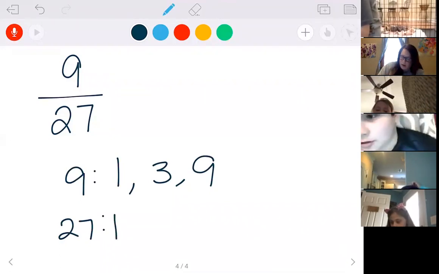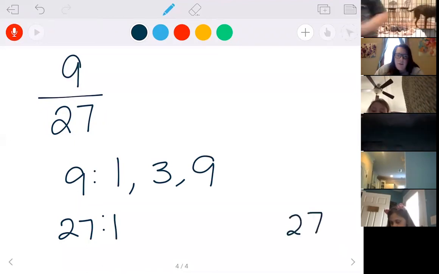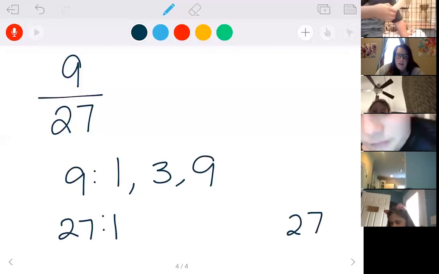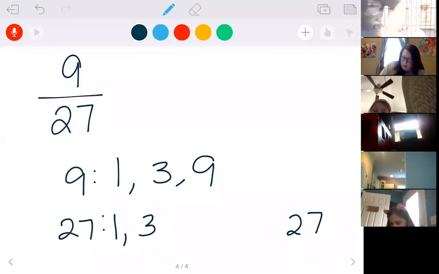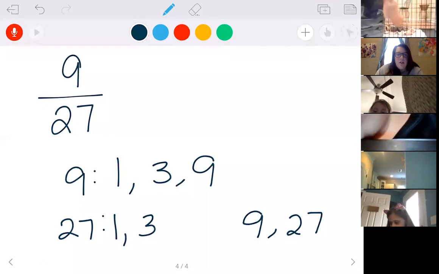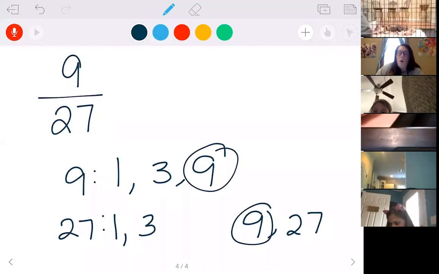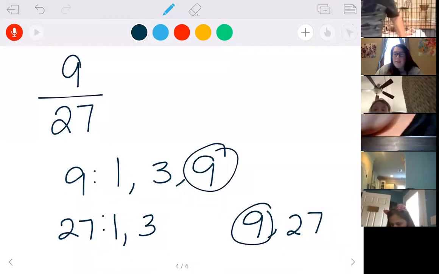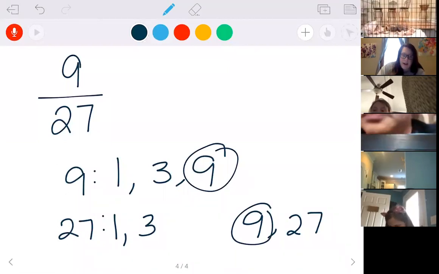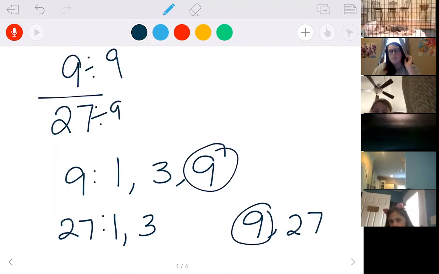27, we have 1 and 27. Can't divide 2 by anything. I can do 3 and 9, and I think that's about it. So then I look and my GCF is 9. Or you could have done my other trick and looked at the top number. 9 can be divided by 9, and 27 can also be divided by 9.